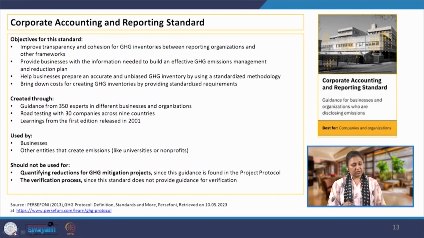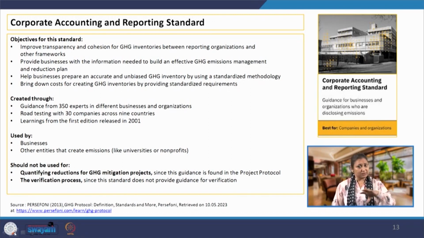So, for this particular standard, the objectives are to improve transparency and cohesion, which we have seen are the general objectives of GHG protocol, but it helps businesses to prepare an accurate and unbiased GHG inventory by using a standardized methodology, and overall bring down the costs for creating GHG inventories by providing standardized requirements. So, it is usually used by businesses and other entities that create emissions.